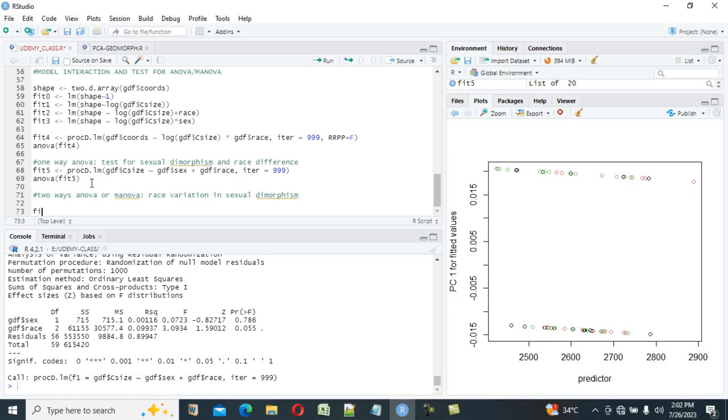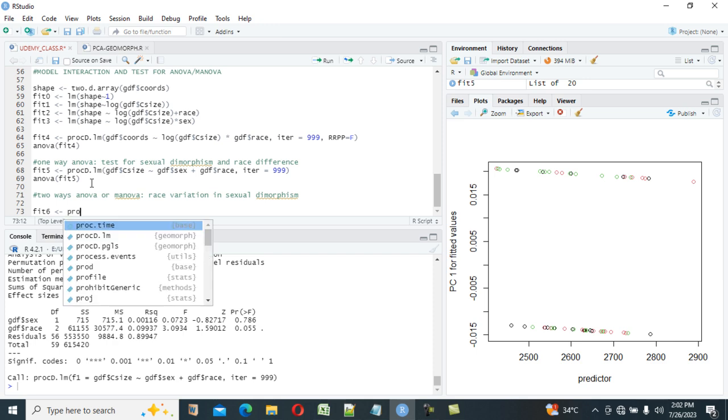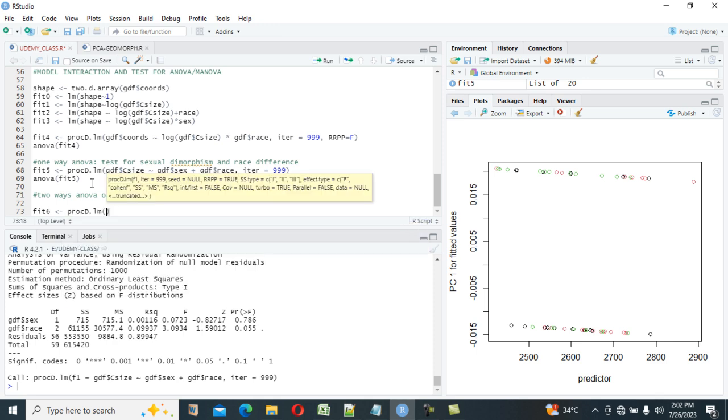So let's say fit 6 now. Fit 6 equals to, let's say we use the same method, procD.lm, GDF dollar central size, and we also have GDF dollar sex. Now you can put multiply. This is different now, so this is not plus. They are very, very important, so don't mix it together.